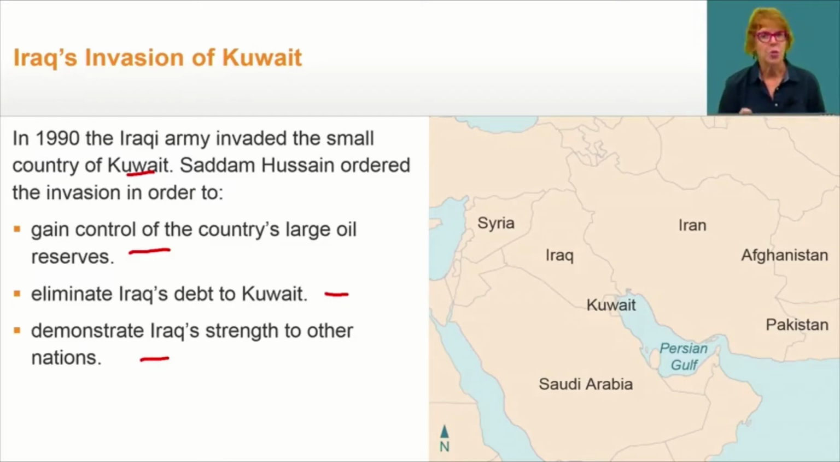Saudi Arabia is the world's largest producer of oil and worried they might be next. Here's the border between them. So the big idea here is this turn of events worried many countries around the world which depended on this area for its supply of oil.